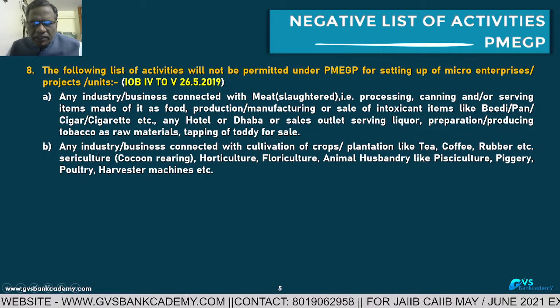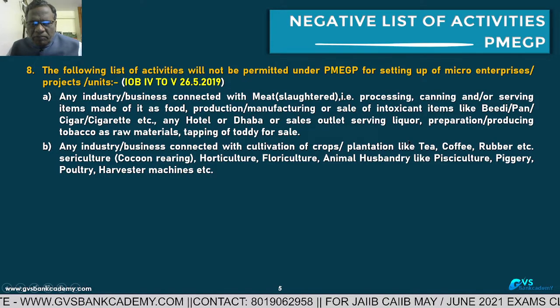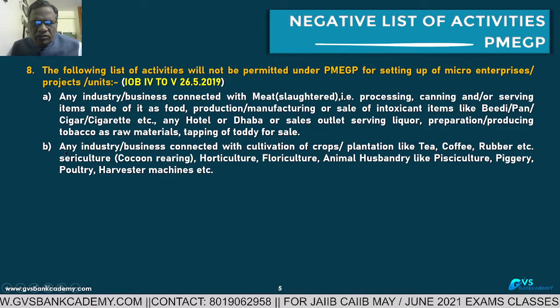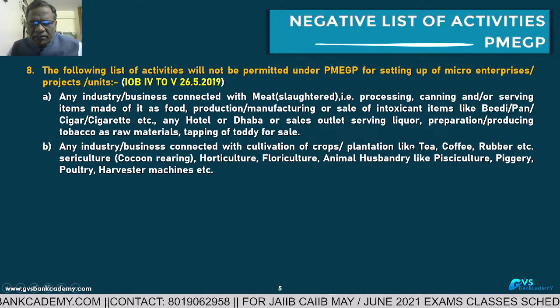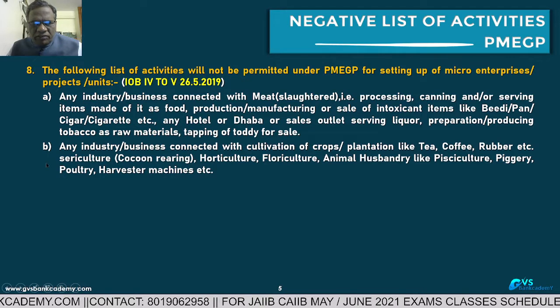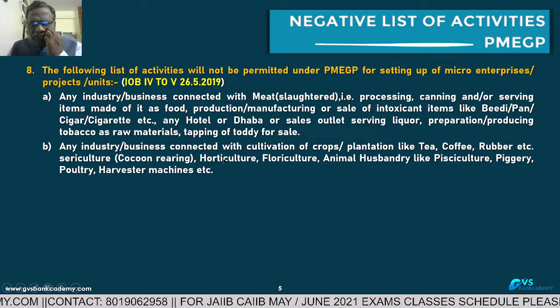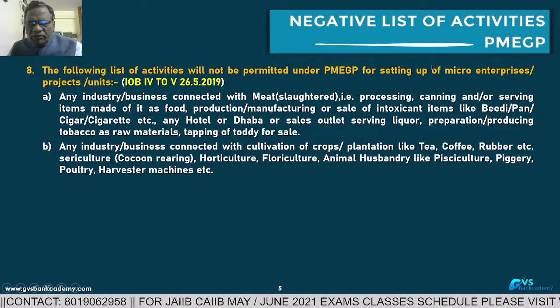Second point: any industry or business connected with cultivation of crops and plantations like tea, coffee, rubber, etc., and also sericulture, horticulture, floriculture. The PMEGP scheme is not eligible for finance for cultivation of crops.